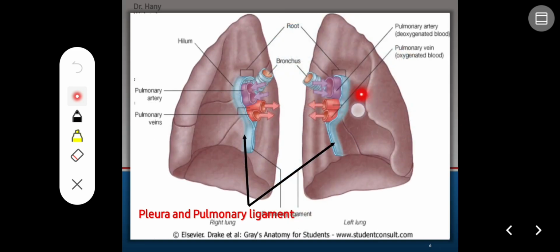Here again, this is the medial surface of the lung, a cuff of the pleura surrounding the structures within the root of the lung, structures entering and leaving through the hilum of the lung, and for a short distance, the two layers form the pulmonary ligament. This cuff allows for the free movement of the structures within the root of the lung during respiration.